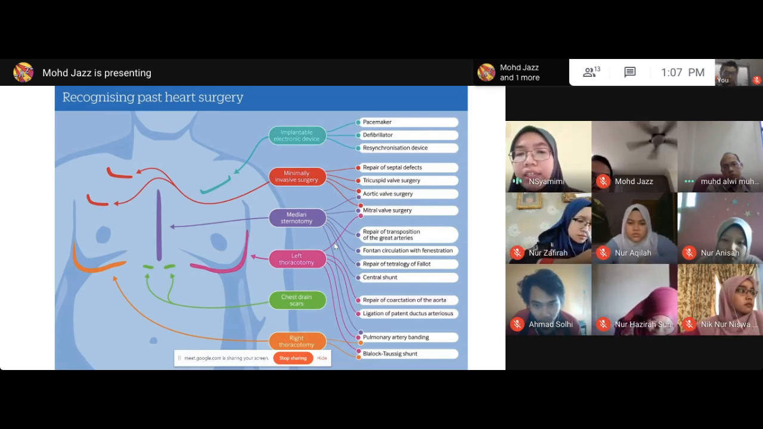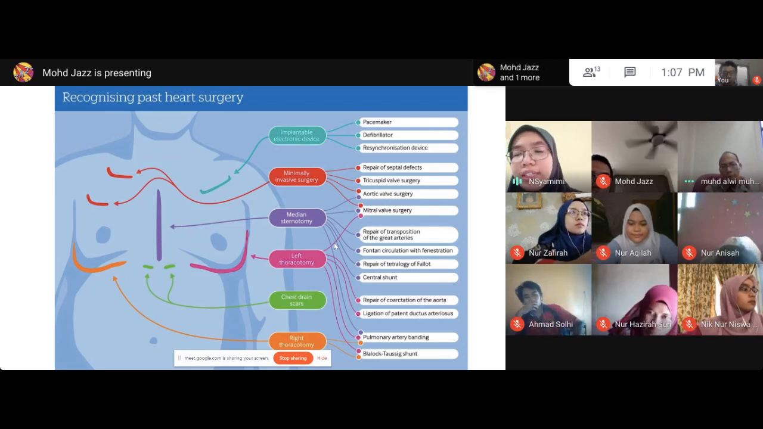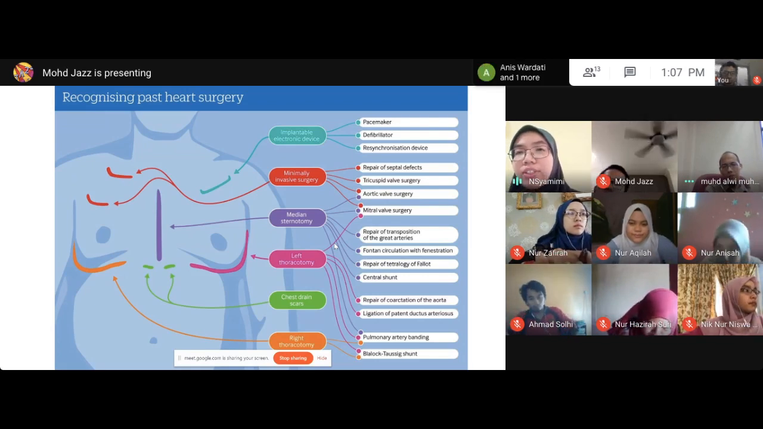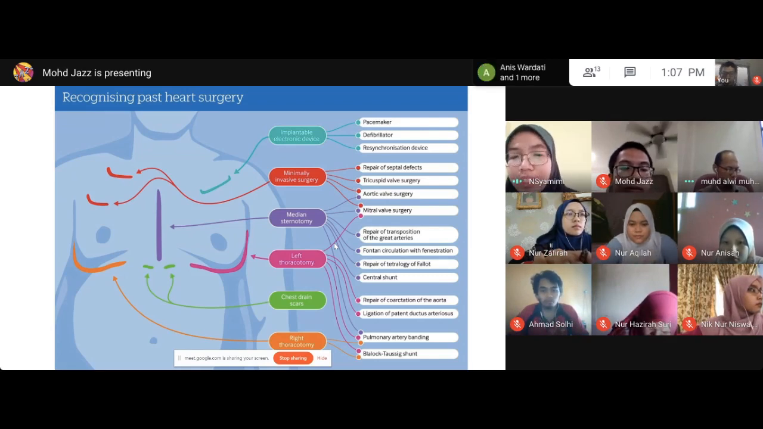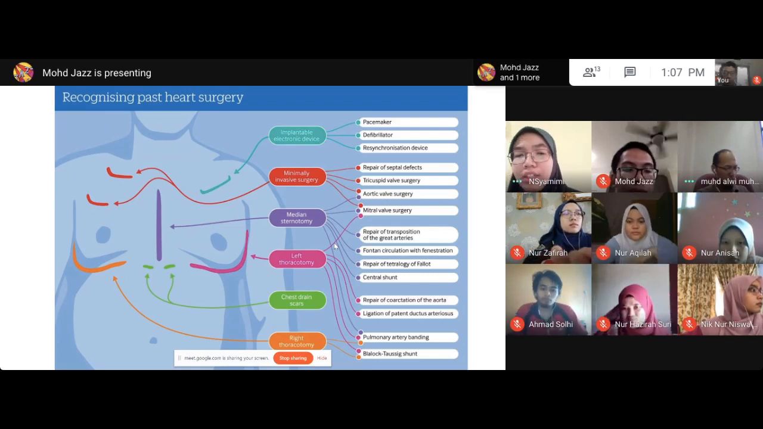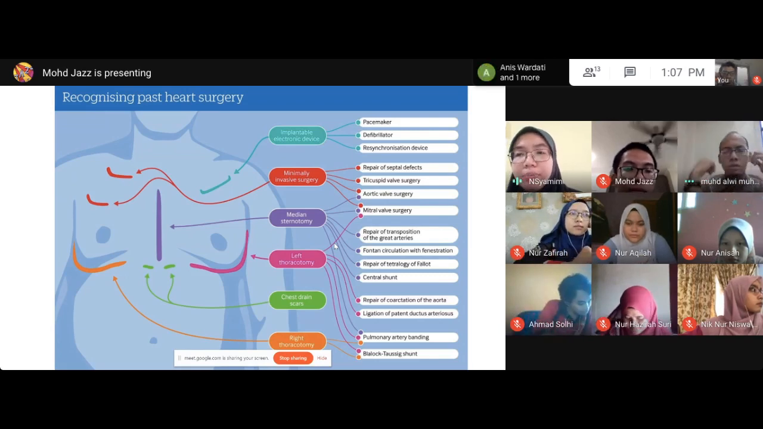Okay, and then the second one is ligation of patent ductus arteriosus. Why do we do ligation of patent ductus arteriosus? Why do we do it at the lateral left thoracotomy? Because like I mentioned before, the ductus arteriosus is located at the left side of the thorax. So we do the ligation of patent ductus arteriosus during infancy, and it is indicated if there is failure of indomethacin treatment to close the ductus arteriosus, or if there are signs and symptoms of congestive failure.